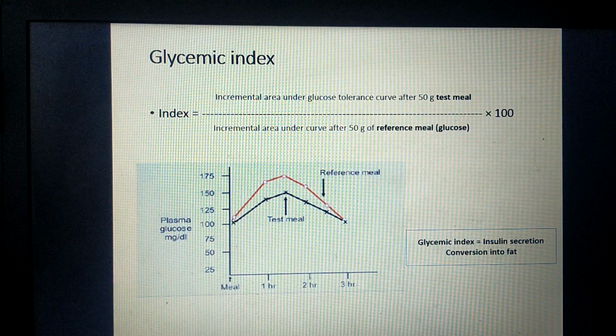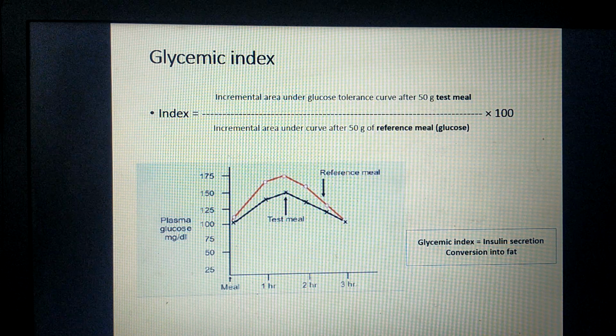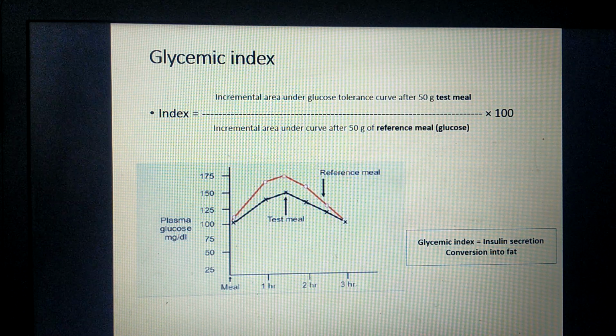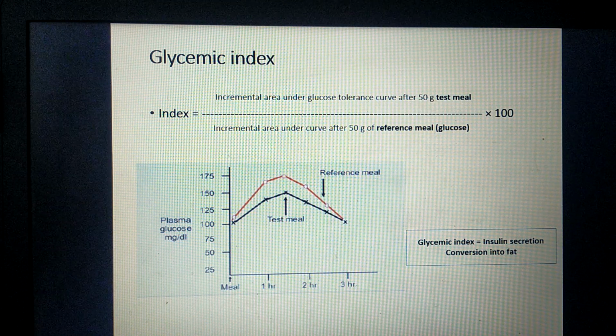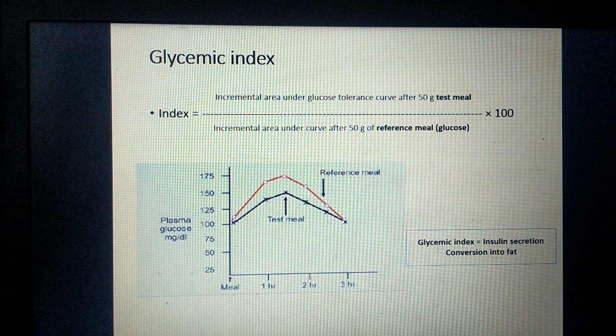This is the graph and the formula for calculating the glycemic index. The formula is rise in blood glucose level after giving 50 gram of test meal divided by rise in blood glucose level after giving 50 gram of reference meal, into 100. In this case, first we give 50 gram of glucose to the patient, and every half hour we take a blood sample of that patient and measure the blood glucose level in these samples.